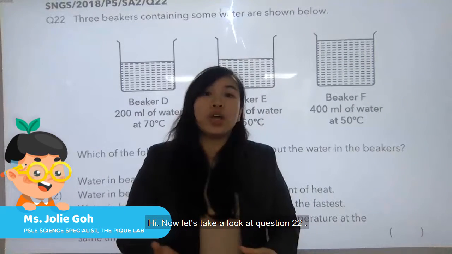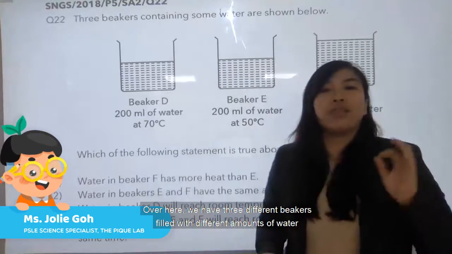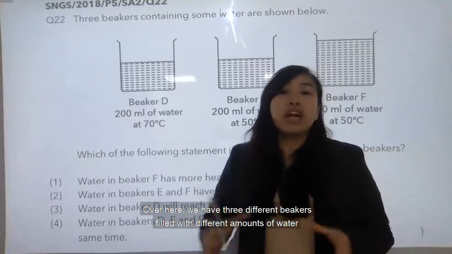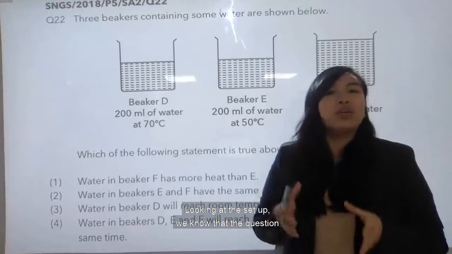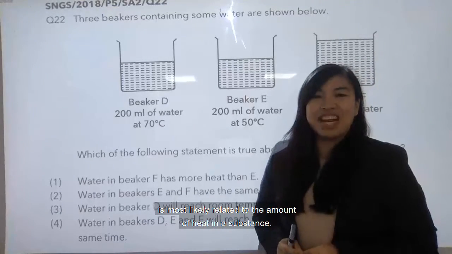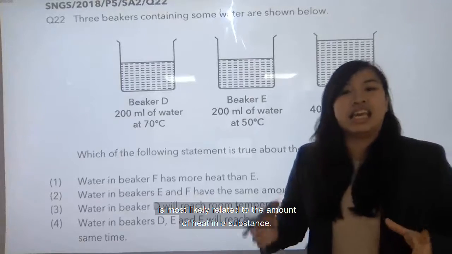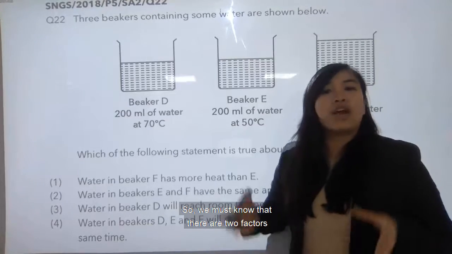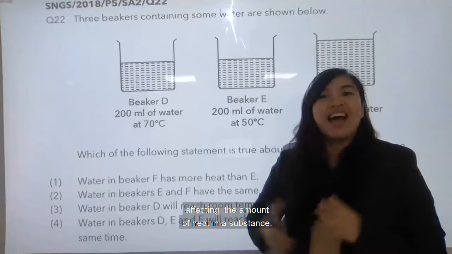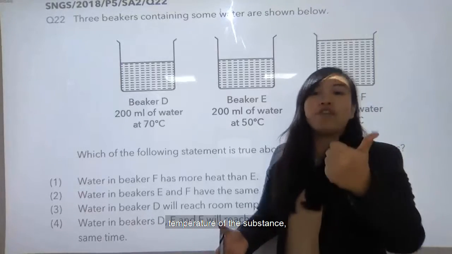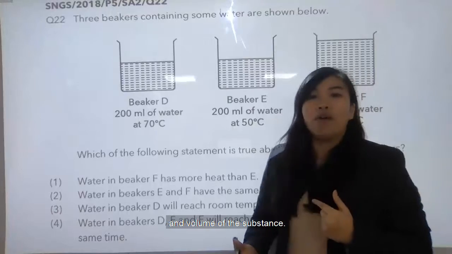Now let's take a look at question 22. Over here we have 3 different beakers filled with different amounts of water at different temperature. Looking at the setup, we know that the question is most likely related to the amount of heat in a substance. So we must know that there are 2 factors affecting the amount of heat in a substance. They are temperature of the substance and volume of the substance.